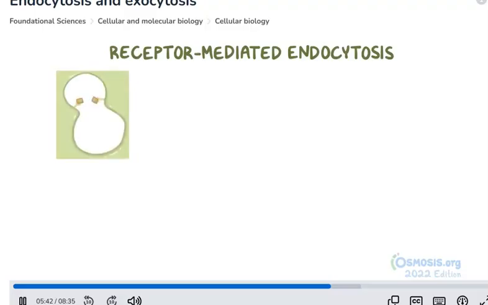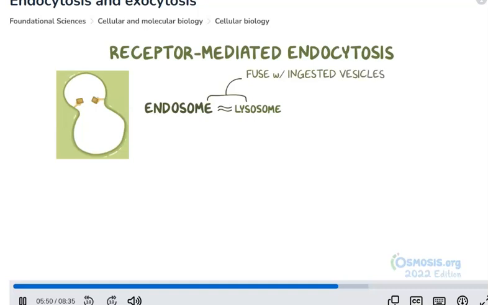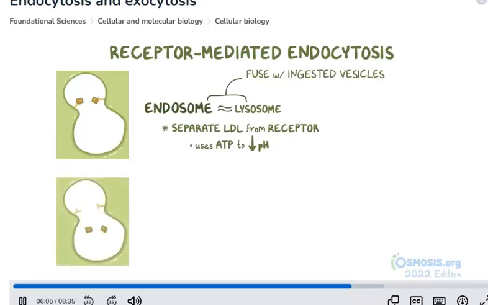Inside the cell, the vesicle merges with an organelle called the endosome. Endosomes are similar to lysosomes in that they also fuse with ingested vesicles, but they can also do something else. Endosomes can separate the LDL particle from the LDL receptor it bound to. This is because the endosome has a proton pump that uses ATP to generate a low pH within, which causes the LDL to separate from the receptor. At that point, the vesicle splits into 2 vesicles, one which has all of the LDL that's been brought into the cell, and the other that has all of the LDL receptors.